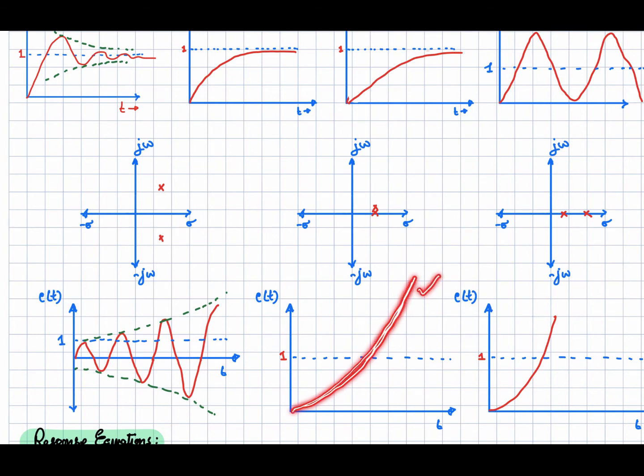It's unbounded because its maximum value is not known with time, right? So it is ever increasing, so it's not bounded. So this is an unstable system.